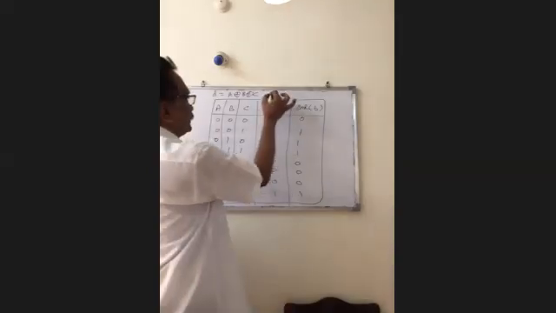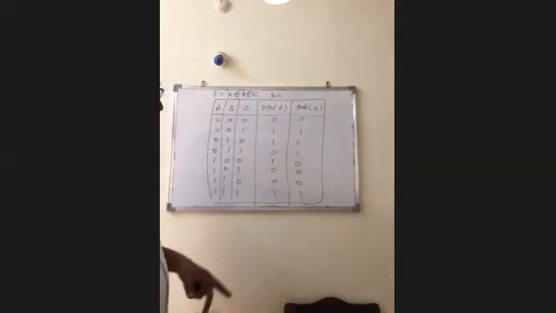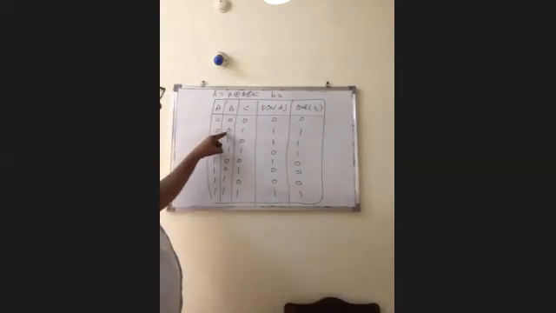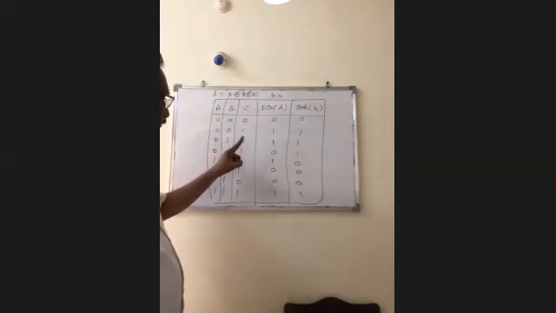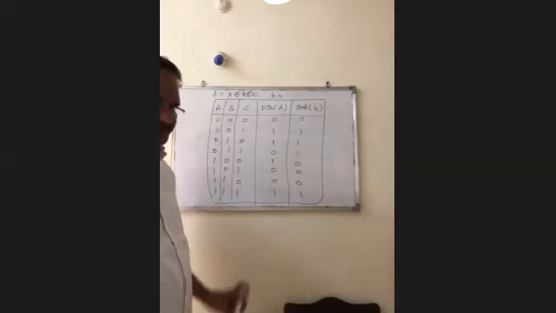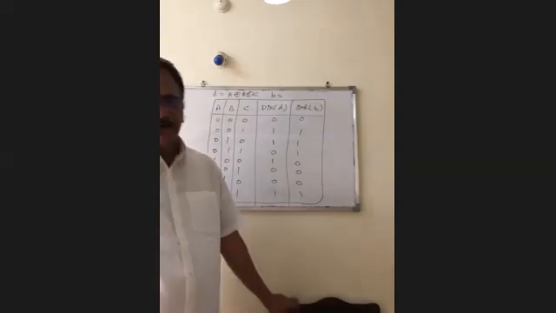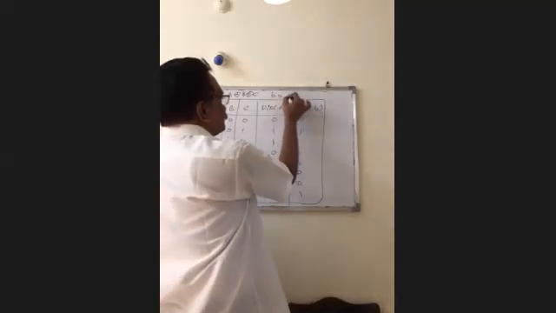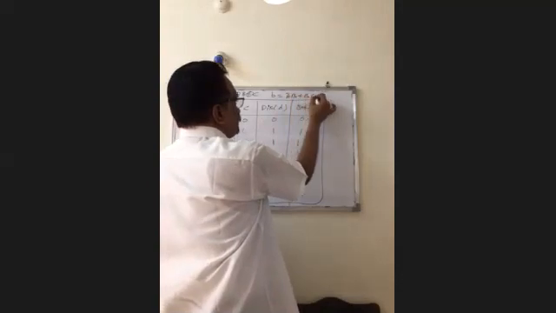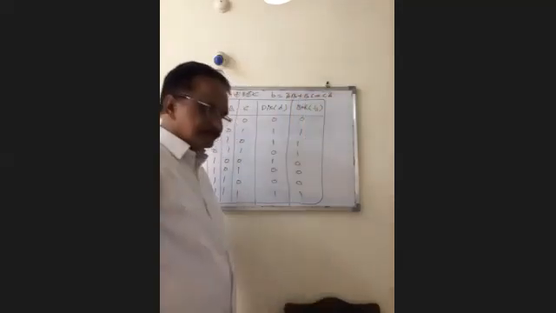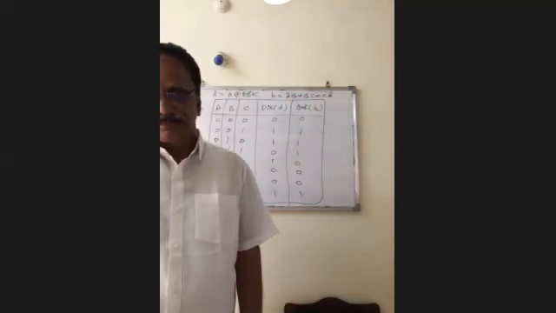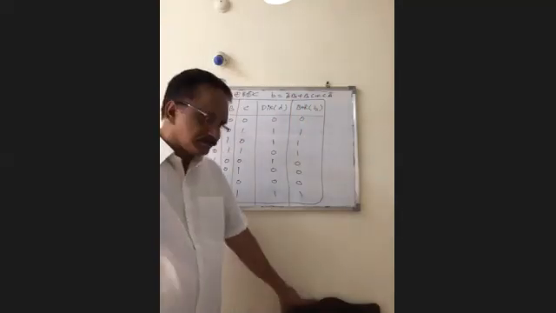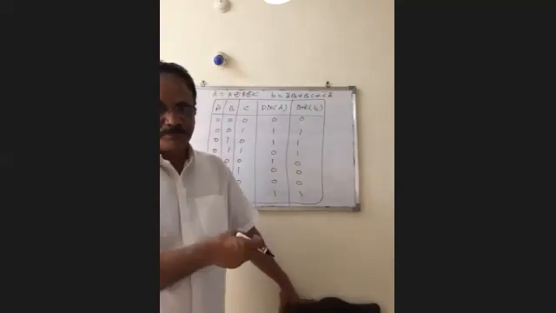To write the borrow output: A bar B bar C plus A bar B C bar plus A bar B C plus ABC. And obtain the minimal expression for that one. The minimal expression for borrow is equal to A bar B plus BC plus C A bar. Obtain it and do it as a homework.